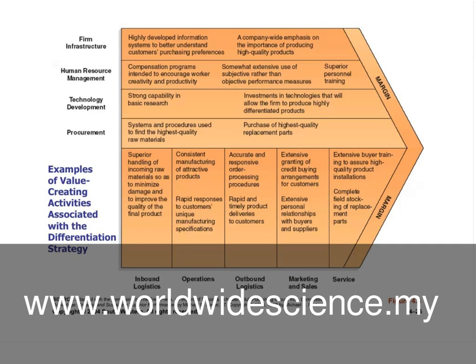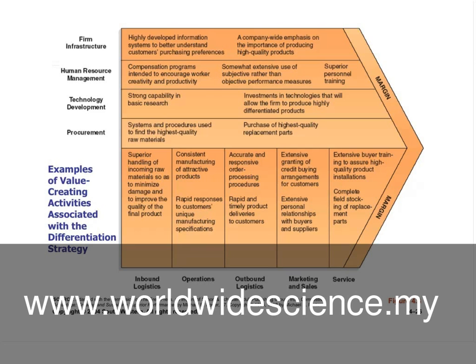Then the technology development, strong capability in basic research. So research and development is very important. Investment in the technologies that will allow the firm to produce highly differentiated products. So then again, the difference between the cost leader technology and differentiated product technology is that with cost leader, you're dealing with the technology that helps you to do the maximum amount of production possible. So you try to bundle as many different types of products and create them together.